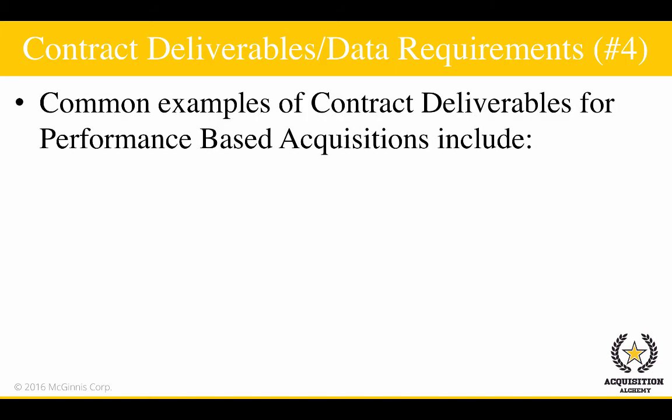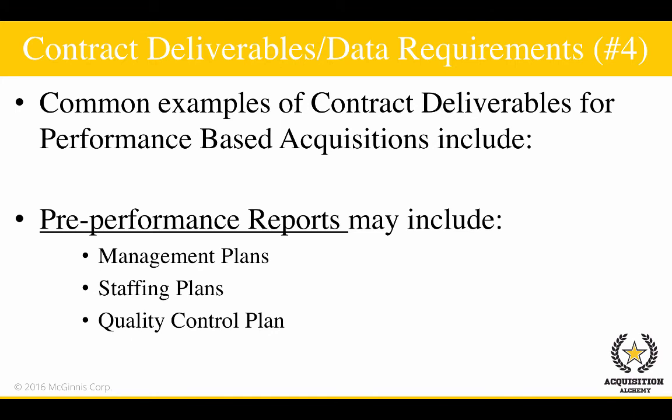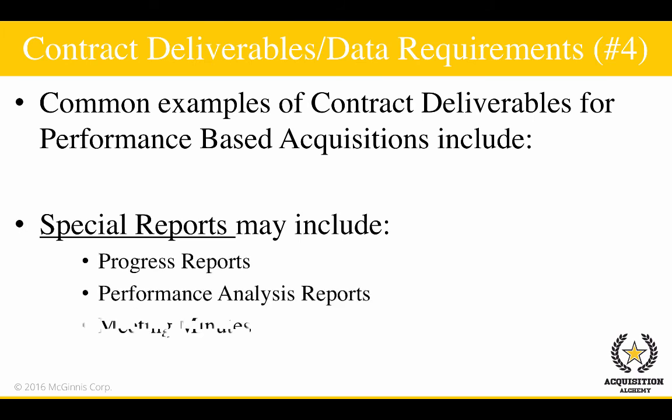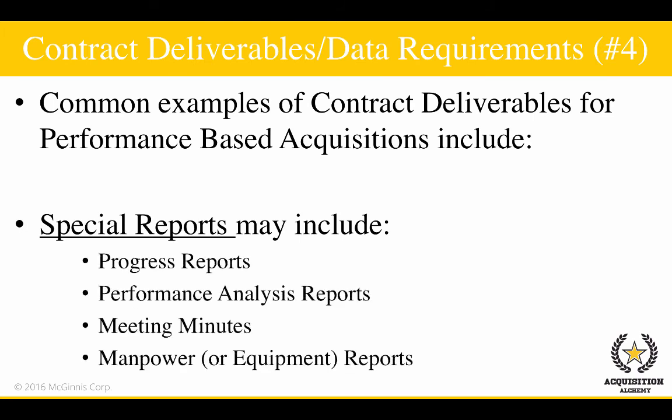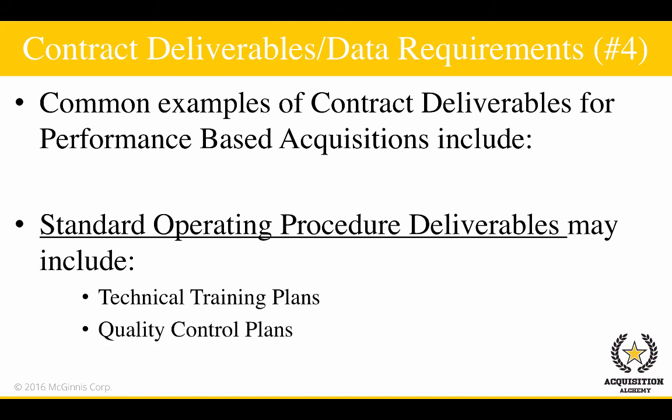Common examples of contract deliverables for performance-based acquisitions include pre-performance reports. Examples include management plans, staffing plans, a quality control plan, or other reports where the contractor describes how they propose to execute specific aspects of the requirement's performance. Special reports, such as progress reports, performance analysis reports, meeting minutes, manpower or equipment reports, etc. Standard operating procedure deliverables, such as technical training plans, quality control plans, or other technical data deliverables.